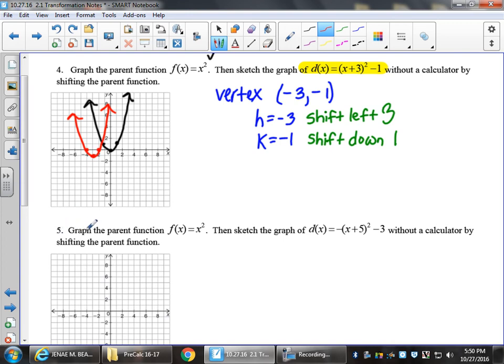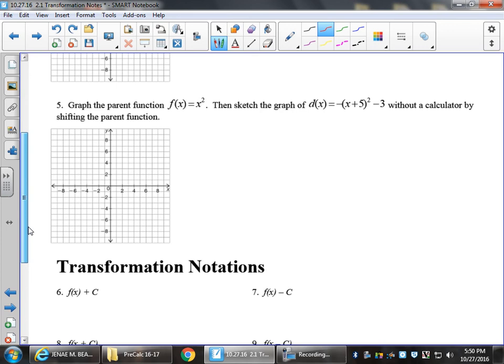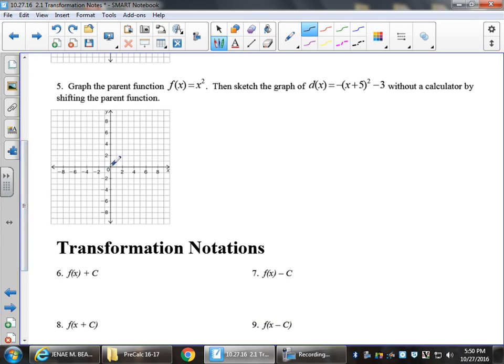Question 5 says, graph the parent function f of x equals x squared, then sketch the graph of d of x equals negative, and then in parentheses, (x plus 5) all squared minus 3 without a calculator by shifting the parent function. Once again, we need to sketch our own parent function, which we can do. So we'll be sitting here at 0, 0 for the origin. To the best of our ability, we will sketch a parabola that has a normal width. If you don't like how yours comes out originally, we're working in pencil, so we should be able to erase it. And I still don't like mine. See? Even I'm erasing.